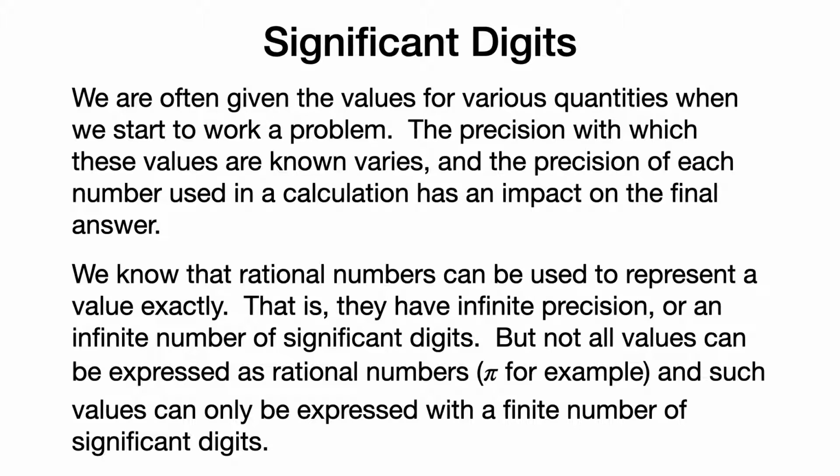Now, we know that rational numbers can be used to represent values exactly. That is, they have infinite precision or an infinite number of significant digits. But not all numbers can be expressed as rational numbers. Pi, for example, has an infinite number of digits needed to represent it. Such values, if we want to write them down, can only be expressed with a finite number of significant digits, and therefore have some error inherent in the quantity we write down.